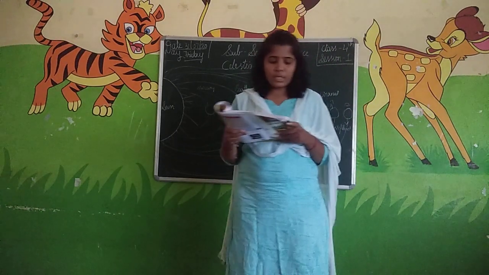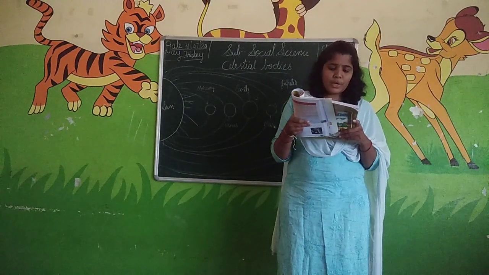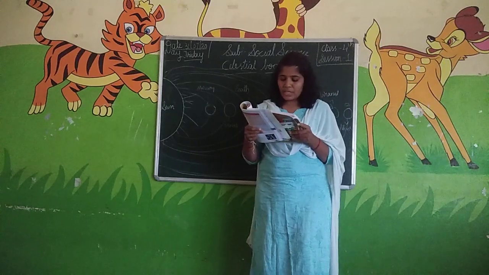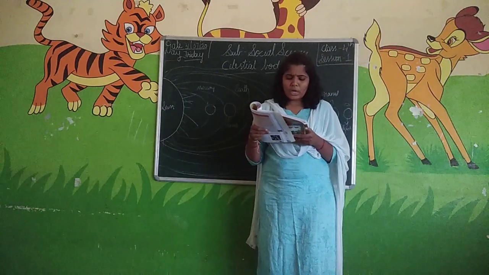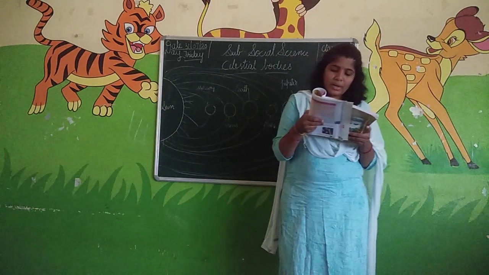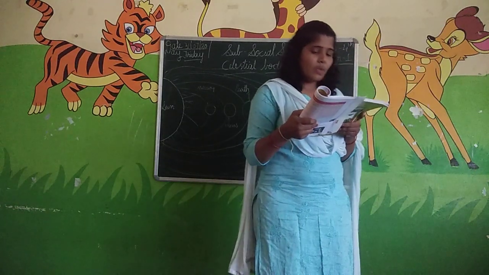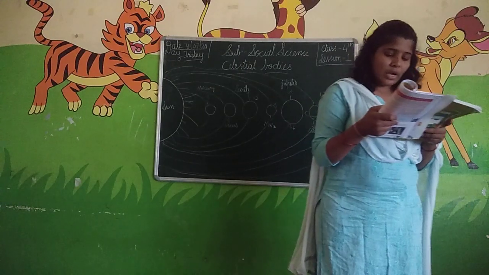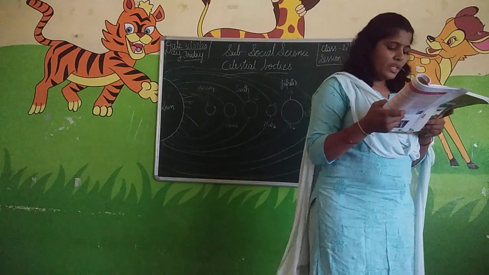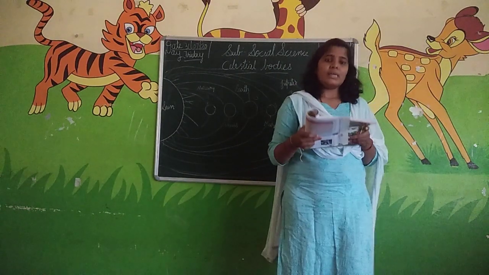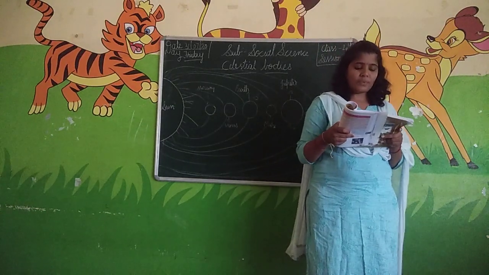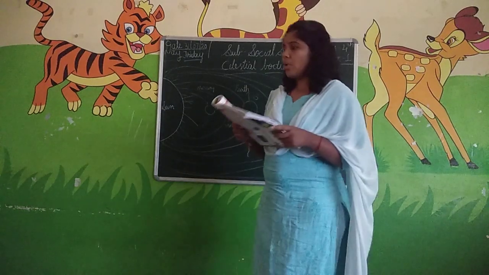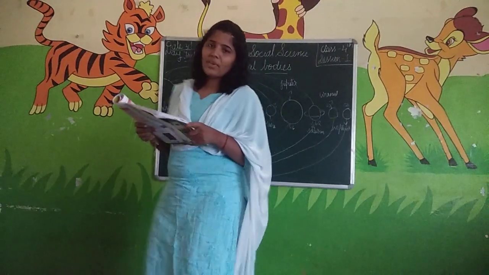Next is meteoroids, meteors and meteorites. First we will study about the meteoroids. Meteoroids are small, rocky and irregular heavenly bodies which revolve around the sun. Scientists believe that meteoroids are leftover rocks during the formation of the solar system. They are very small, rocky and irregular. They don't have any definite shape.